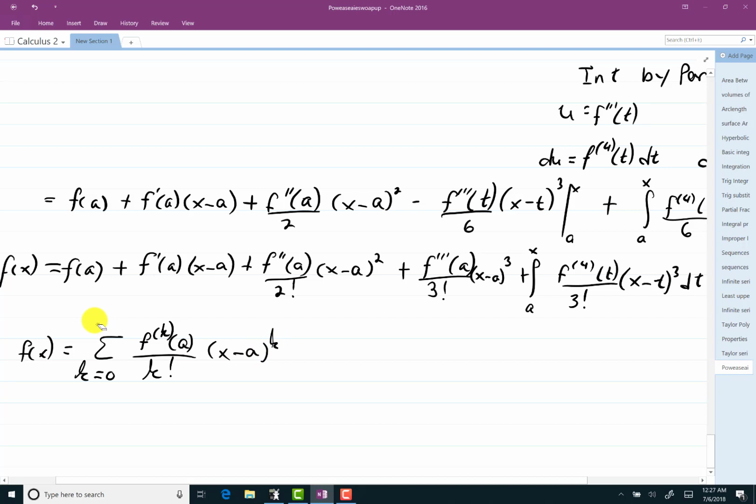I went a little too far here. I need to put an n. Plus the integral from a to x, and I'll have f. Notice this 4 was 1 more than the highest power. So if n was the highest power I'd have here, then I would have n plus 1 of t. Notice that 3 is 1 less than 4, so I'll have n factorial times x minus t, and 3 agrees with that exponent. So I'll have an n there, dt.